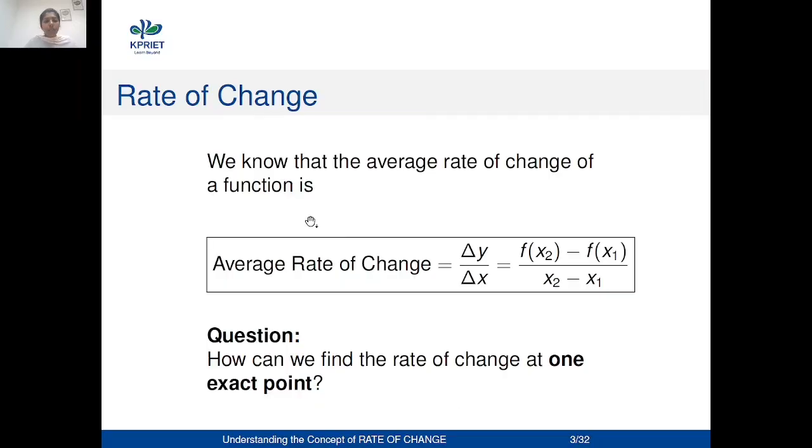As per the formula we discussed earlier, the average rate of change is del y by del x, which is a function of two distinct points x1 and x2. So f of x2 minus f of x1 by x2 minus x1. Now the question is how we can find the rate of change at one particular point.